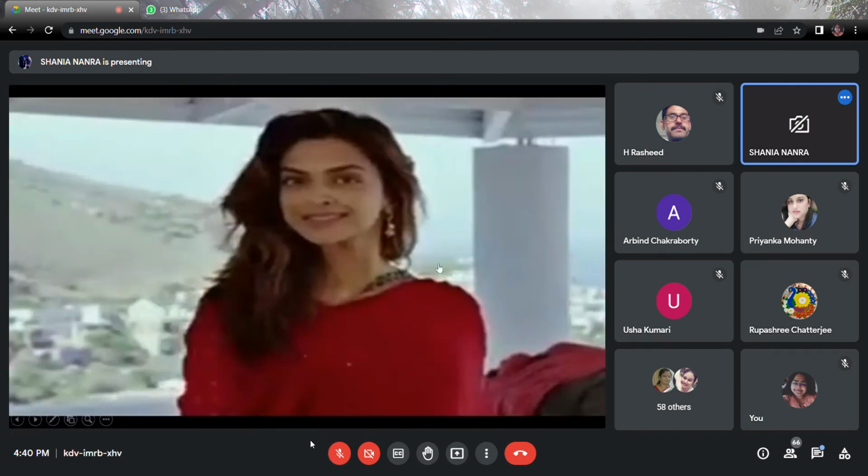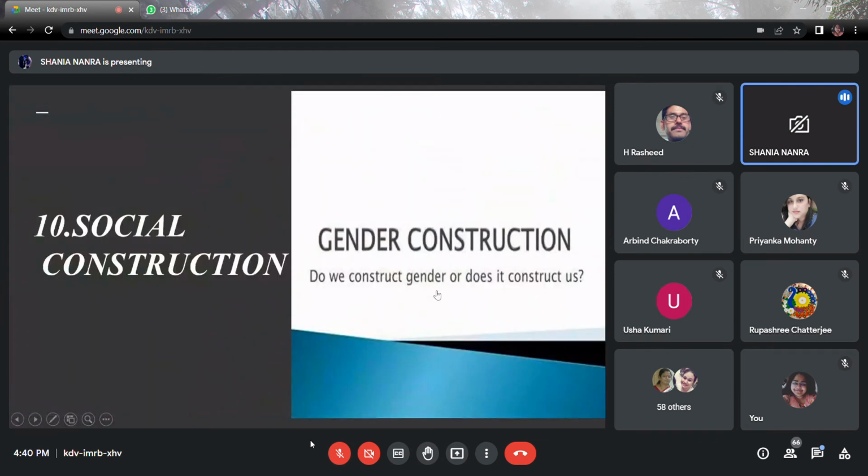So this actually tells us that a woman is trying to be something just to fit in the society, just to follow the rules or the roles that she has been assigned, or you can say the image that has been created. She's trying to fit into that image.